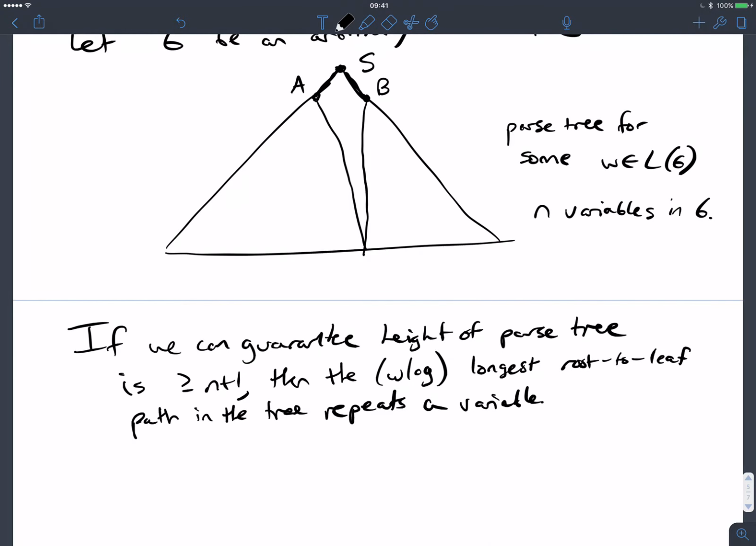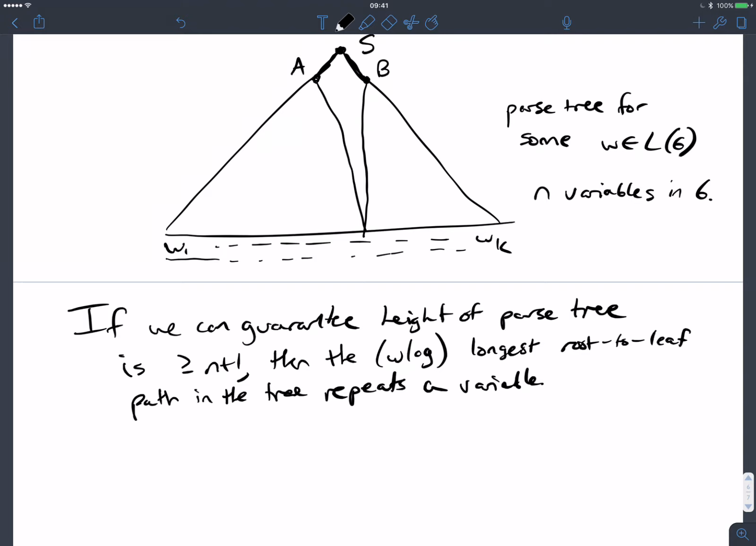Another nice thing. What do I know are at the leaves of the tree? The terminals. W1 up to Wk. Oh, I should not use n here because that's the number of variables. Let's call it k.